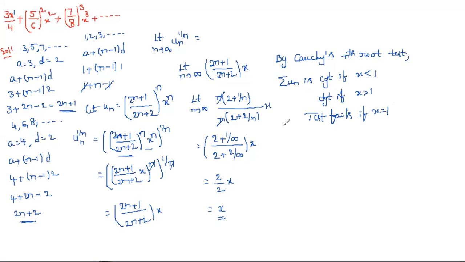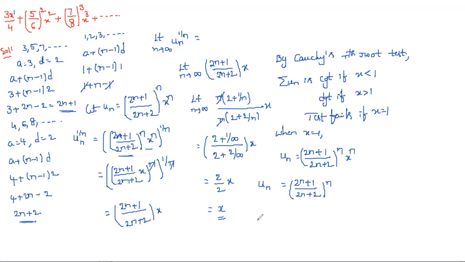In that case, what do we need to take when x is equal to 1? So this is un. Here un is (2n plus 1 by 2n plus 2) whole power n into x power n, and here x is equal to 1. So simply we can write un is equal to (2n plus 1 by 2n plus 2) whole power n. Is there any vn term available? No. And this is not a geometric series.